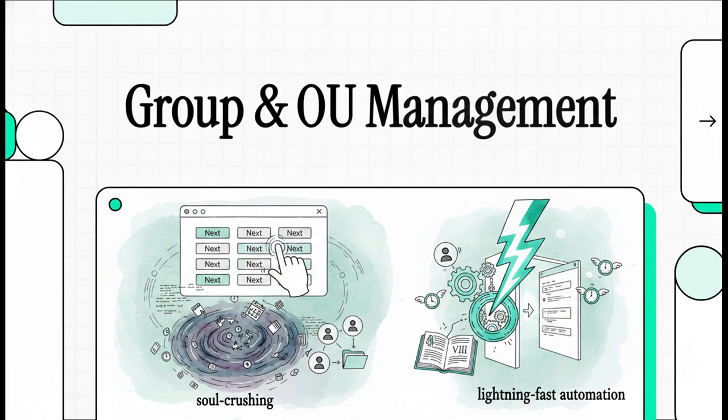Welcome to this explainer on automating Active Directory, where we are focusing entirely on Chapter 8 of our source material, Group and Organizational Unit Management. This specific chapter? It's basically your ultimate key to unlocking lightning-fast automation and, honestly, just getting your time back.